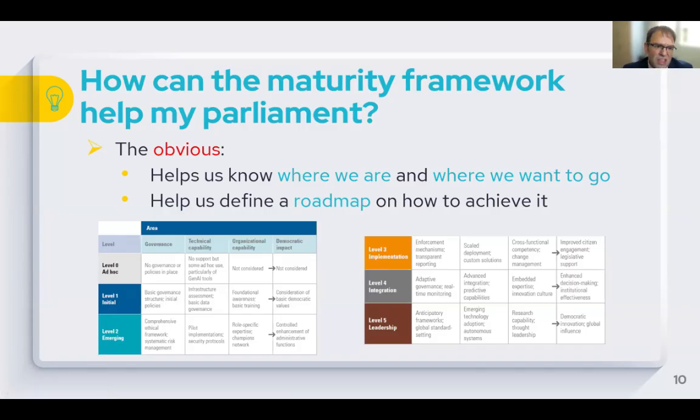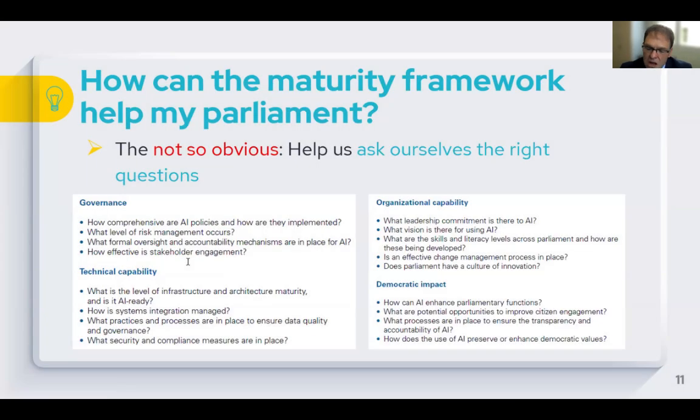But there are several things that are not so obvious, but it can help us a lot. The first thing is help ask ourselves the right questions. If you see the framework, there's a place where there are some very interesting questions about the 4 areas it is divided into: governance, technical capability, organizational capability, and democratic impact. When you look in detail at the framework, if you ask yourself the right question, you will have good answers.